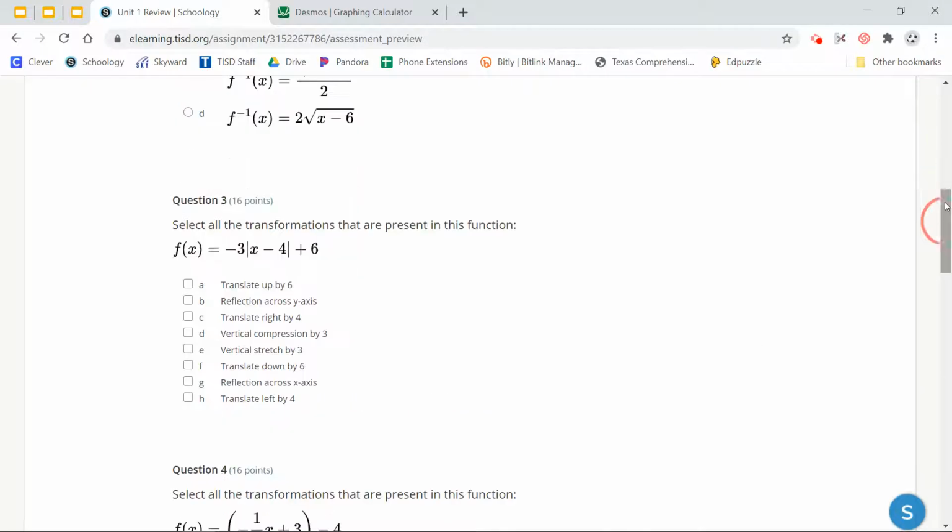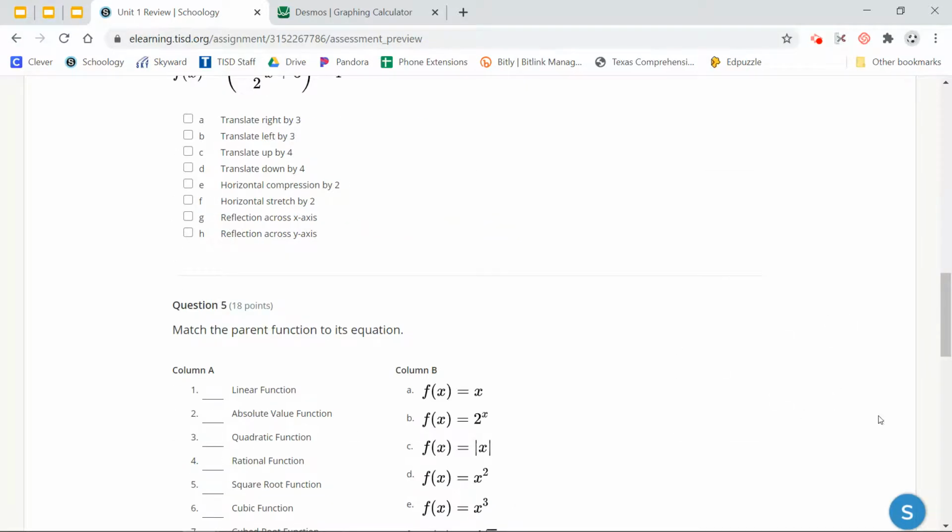Okay, so the next question is asking us to figure out what transformations are going on. Remember to start inside the parentheses, or in this case, absolute value signs. And that tells you the left or right. So because it's a minus 4, that means 4 is positive, which means we're going to the right. Then we look behind it for the k, it's a plus 6, so it's going up by 6. Then we look in front at the a, it's positive, a number bigger than 1, which means it is a vertical stretch by 3. And we look in front of x for b, and there isn't one, so we don't have to worry about that. We look back in front of a, there is a negative there, that means it's a reflection across the x-axis, because remember, reflections are backwards to what we want to say. And then in front of the x, there was no negative, so there's no reflection across the y-axis.